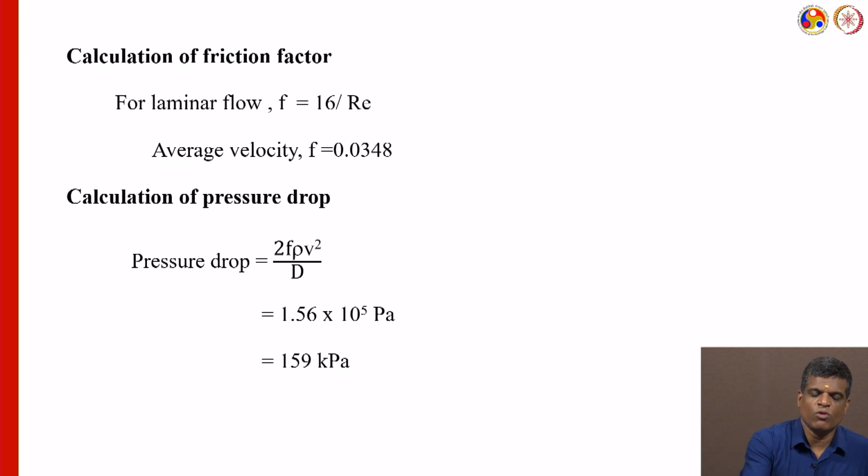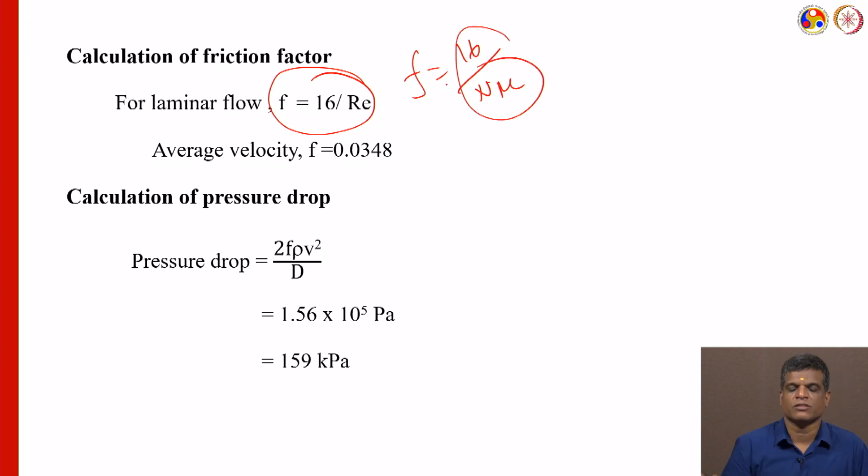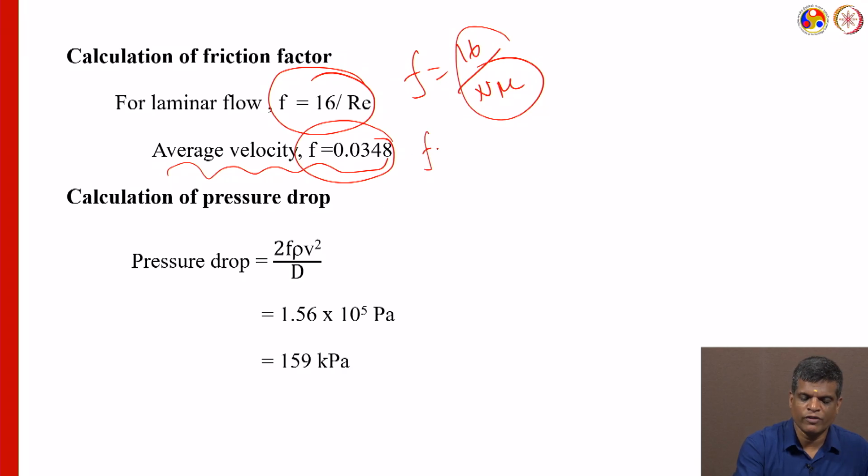If it is laminar flow, of course we know F equal to 16 by NRe. There are no roughness parameters; we need not use the roughness parameters. We use only the Reynolds number and calculate here. So, from there the friction factor F equals 0.0348. So, what is the pressure drop here?